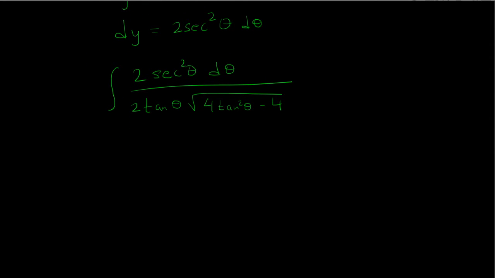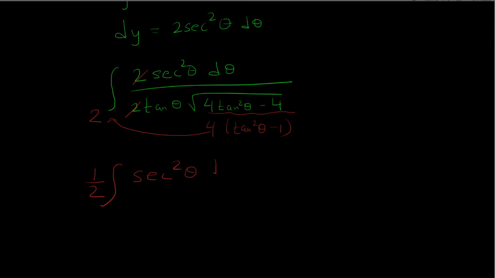And now we can cancel a couple things. We have the 2's out. Those get canceled. And we have to work inside here, so I can really factor out a 4, and that would just be tangent squared minus 1 inside the square root. This 4 is going to come out as 2 in the denominator. Okay. So what we have is 1/2 secant squared over tangent times tangent squared minus 1.